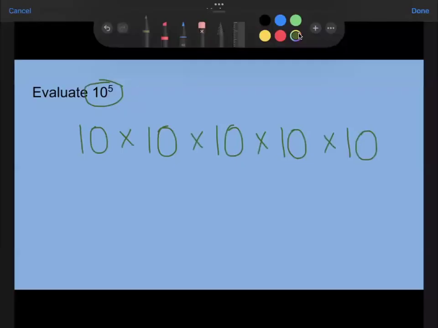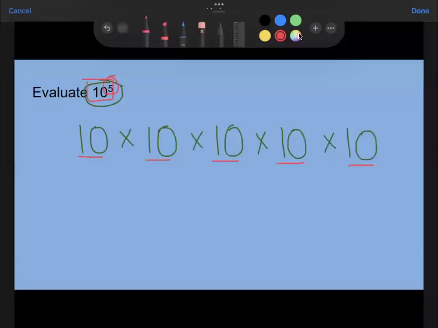Every exponent is equal to a multiplication expression. The small number, the exponential number, is how many times you are multiplying. So see, this one has a 5. So we have 1, 2, 3, 4, 5 numbers to multiply. The base is telling us what number to multiply. So that's why there's a 10 in each space.